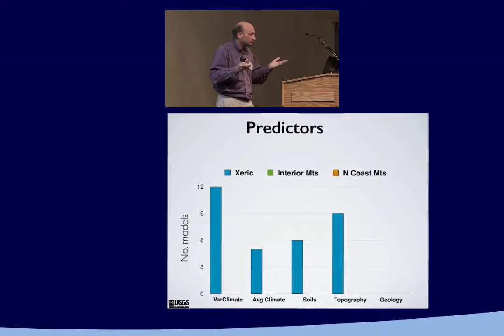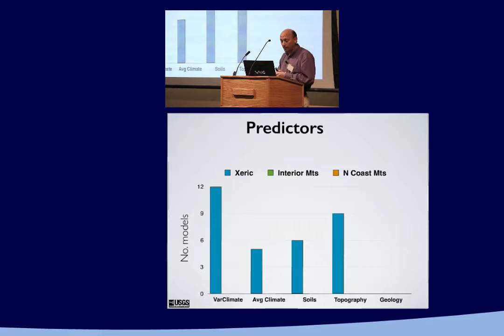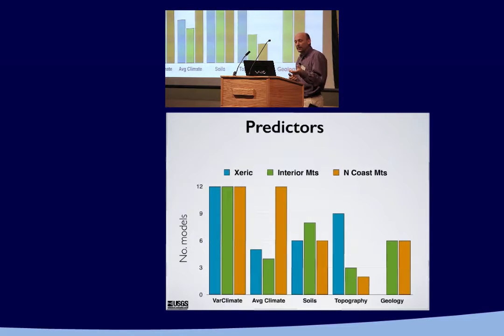So in the xeric, of course, those time-varying climate variables were always important, but then topography was important in a lot of those models. Geology didn't seem to matter in the xeric region. I don't know enough about the systems or the area to know if I trust that or believe that, but that's nevertheless what we found. Interior mountains, geology and soils were a lot more important than they were in the xeric. And then for the north coastal mountains, what's interesting is that long-term average climate was a big factor. So there's something about the long-term climate that we weren't able to capture with those time-varying climatic variables, and so it was probably a good thing in retrospect that we considered those long-term variables as predictors.